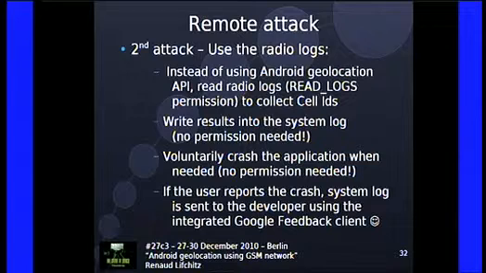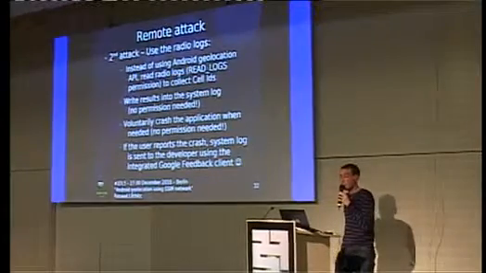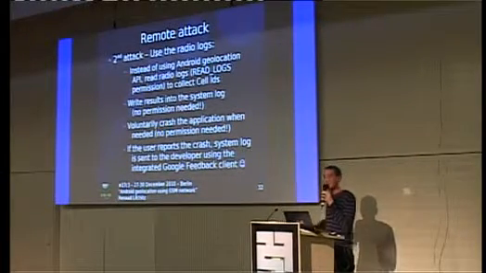The second attack is much more sophisticated and it's based on radio logs. Okay? Instead of using the Android geolocation API, you only read radio logs, so you don't need any location permission. You just need the read logs permission. Okay? So you are able to read and parse the radio log and to collect the different LAC and CIDs from the logs. The second part of the attack is to write those results in the system log, okay, which is another log. And you don't need any permission to write to system logs because this is used for debugging. Okay, so you can write anything in the system logs. You don't have to declare any permission to write to the system log.